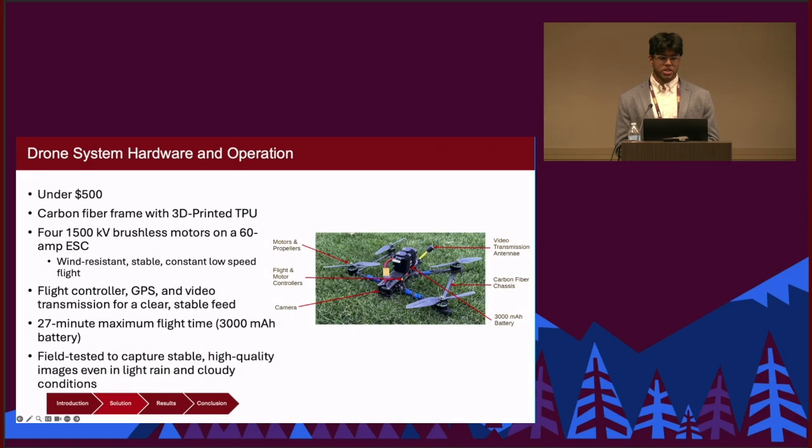Now on the hardware side of the drone, there was a strong emphasis on keeping this affordable and accessible, as that was the main goal of this project. So we started off with a drone, which we ended up constructing for under $500. This started off with, as a base, a carbon fiber frame with 3D printed TPU components with 4 different 1500 kV brushless motors on a 60 amp ESC.